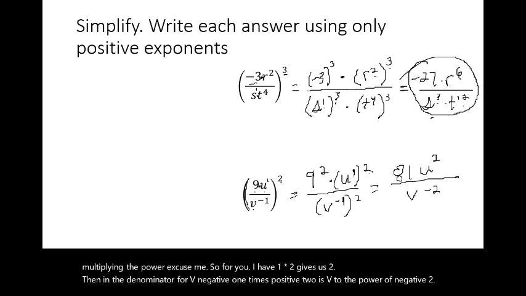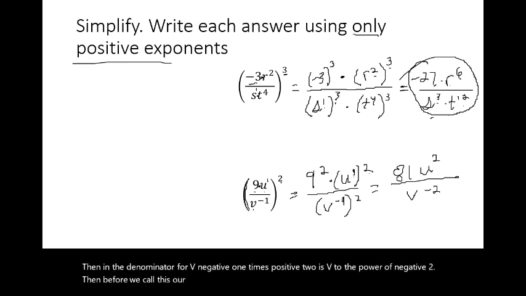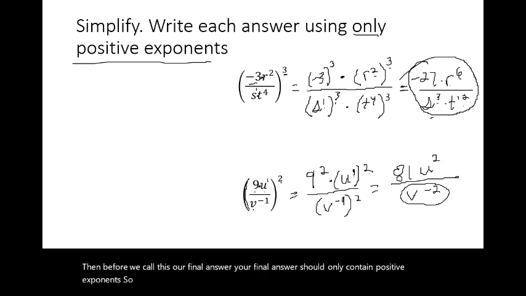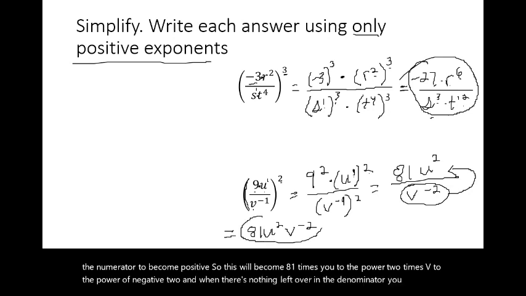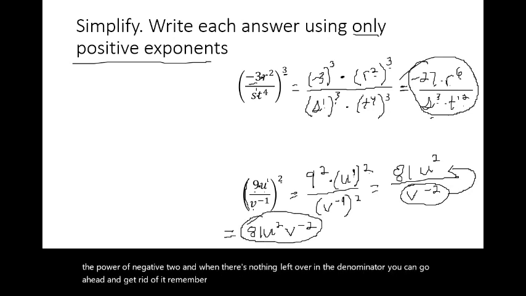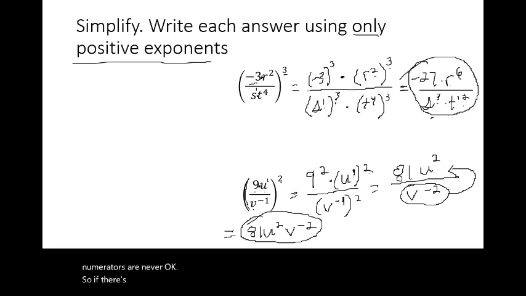Then, before we call this our final answer, your final answer should only contain positive exponents. So this v to the negative 2, which is currently in the denominator, needs to move into the numerator to become positive. And when there's nothing left over in the denominator, you can go ahead and get rid of it. Remember, blank denominators are perfectly fine and okay. Blank numerators are never okay. So if there's nothing left in the denominator, you can go ahead and get rid of it.